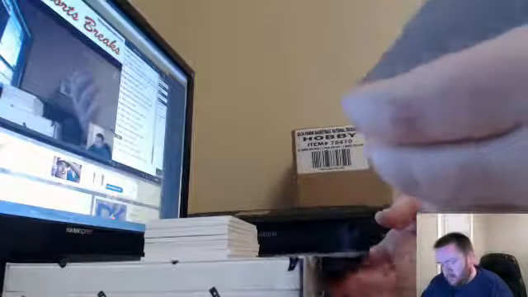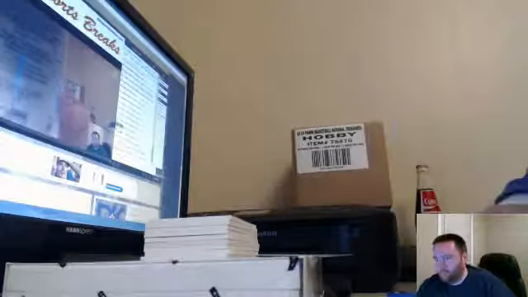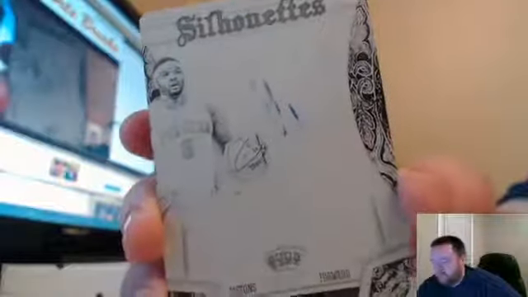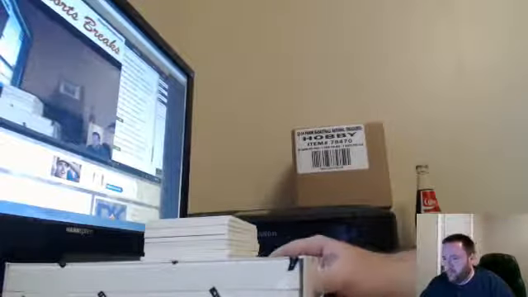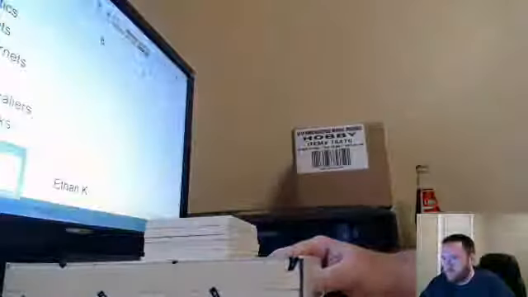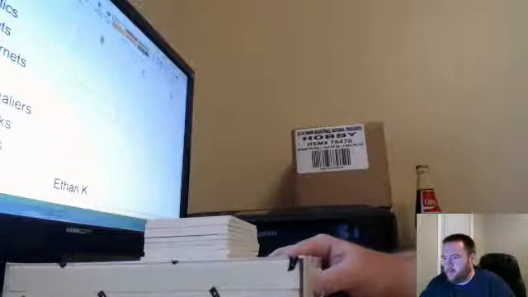Let's do the printing plates first. Drummond printing plate. Pistons. 101. Josh Smith, Detroit Pistons. 101. Back to back, right there, right? Your Pistons. Yeah, two 101s for you already in this box, so that's not bad.